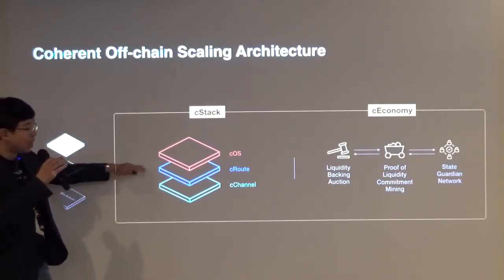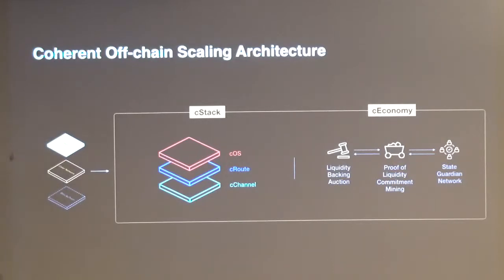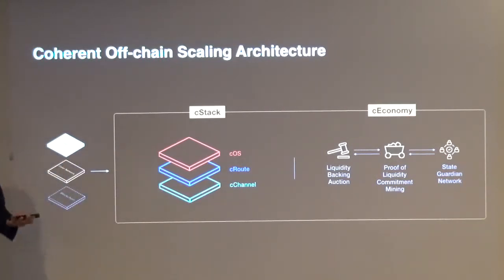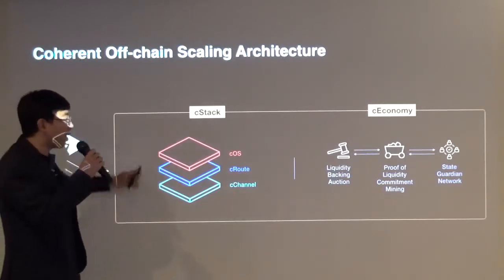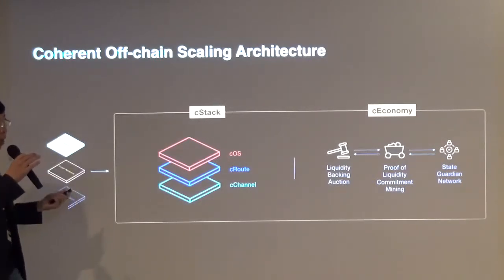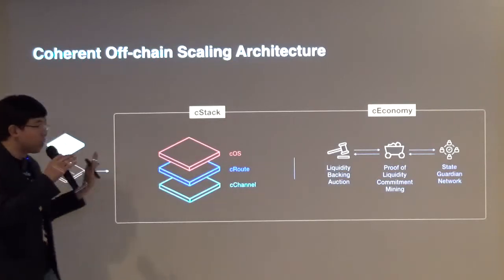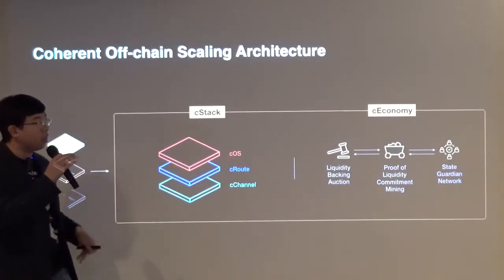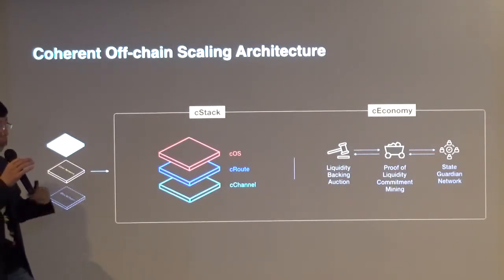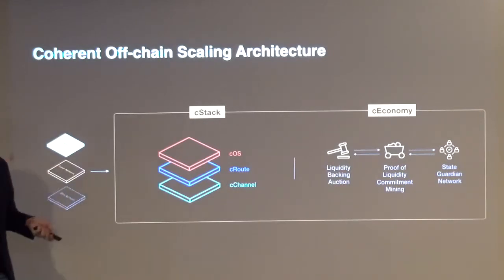And then on top of the C-Channel, there is a C-Route, which you can think of as the performance engine of the state channel network. It makes the state channel extremely fast in terms of routing the payment or routing the generalized payment. And on top of that, we have COS, which is effectively an operating system layer or an API or SDK layer that is finally facing the applications that are building on it. Now, besides the technology construct, we also have the first ever layer 2 crypto economic constructs, including liquidity backing auction, the proof of liquidity commitment mining and the state guardian networks.